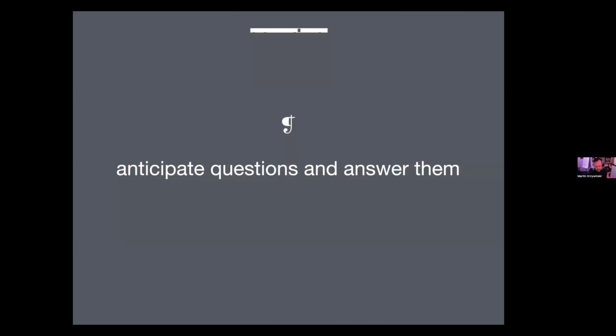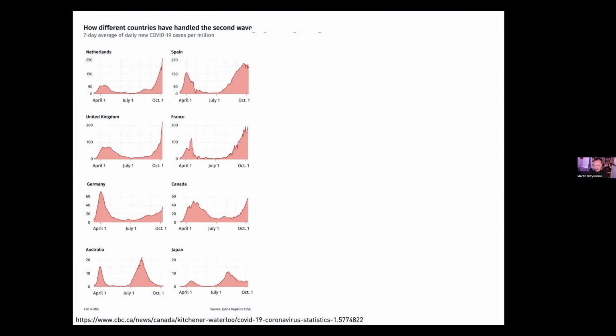So I mentioned this idea of anticipating questions and answering them. So here's a CBC chart, and we have how different countries have handled the second wave. How? I don't know. How? Tell me. Where is the second wave in this chart? I don't know. Is it in the first peak or the second peak? And tell me how they've handled it. I have to do all this comparison myself.